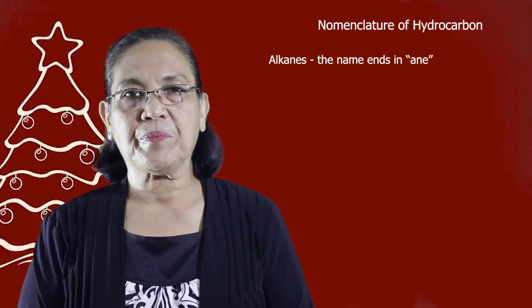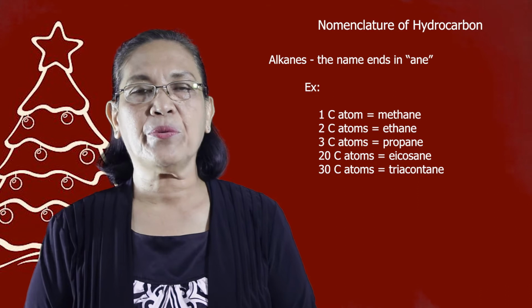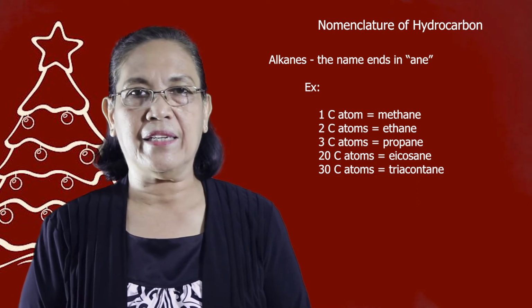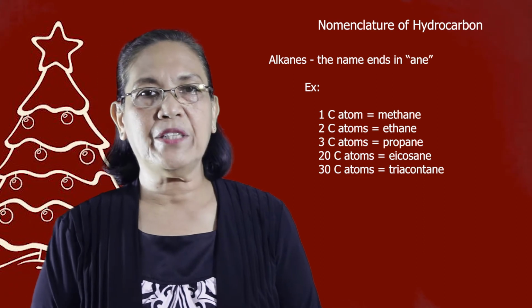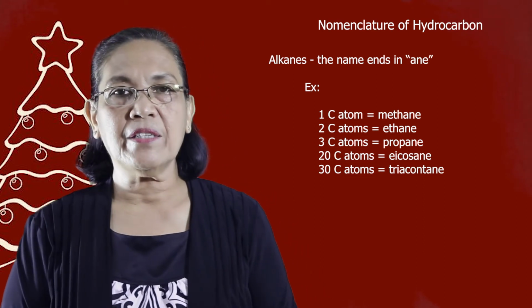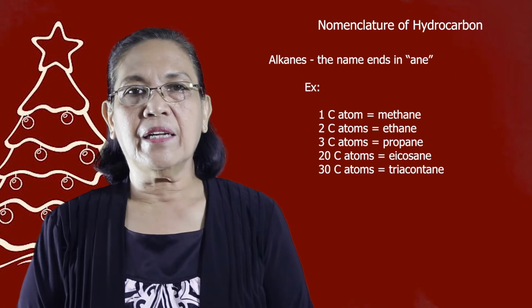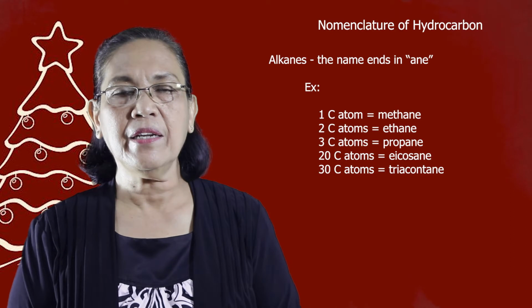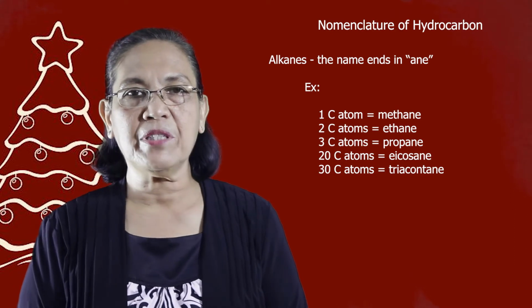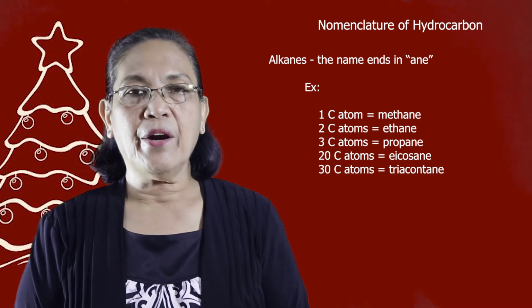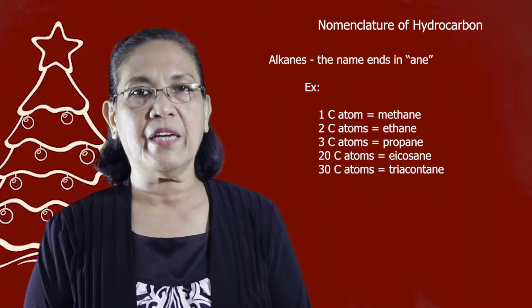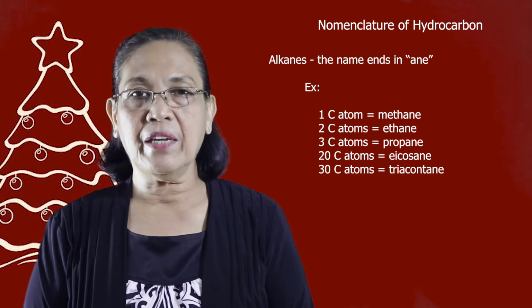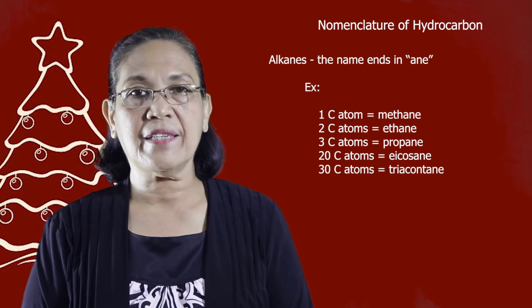For example, the alkane with one carbon atom is called methane. Those with two carbon atoms is called ethane. Those with three carbon atoms is called propane. With four carbon atoms is butane. With five carbon atoms is pentane. Those with six carbon atoms, it is called hexane.